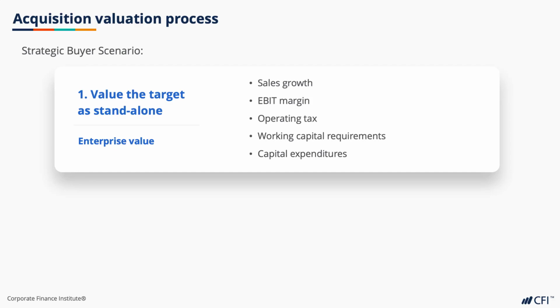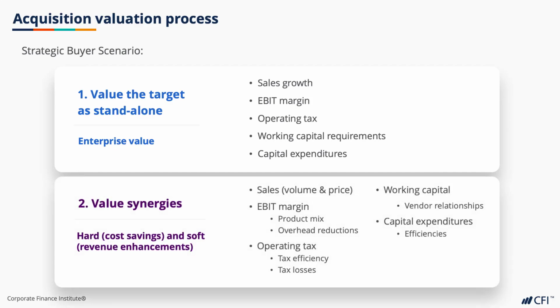Then, in step 2, looking at the value of synergies that can be realized, both hard synergies, which are cost savings, and soft synergies, which are revenue enhancements. Things like higher volume, changes in product mix, overhead reductions, acquiring tax losses, improving vendor relationships, and having more capital efficiency can all contribute to synergy creation for a transaction. So once you've got these two steps, you've got the value of the target and the value of the synergies, you can piece it all together.